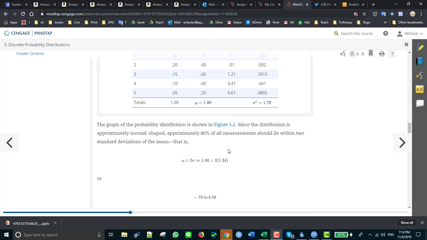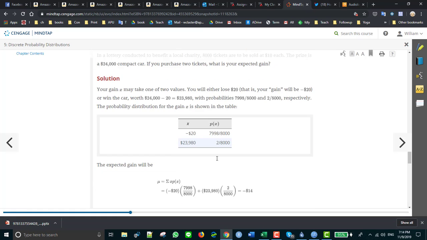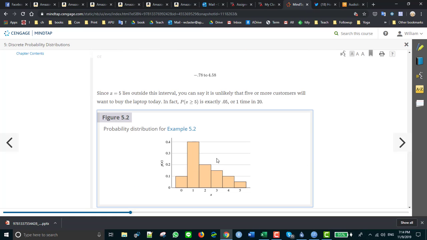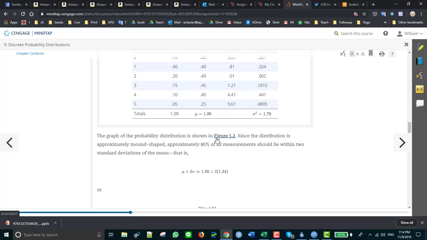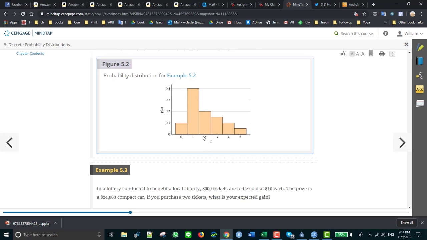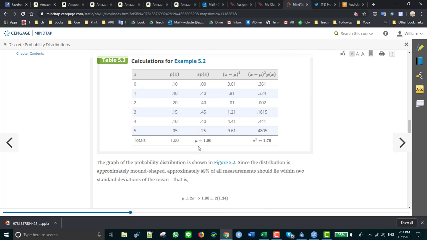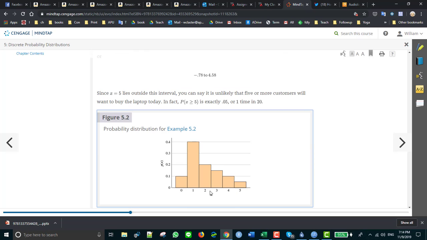Okay, so here, if we look at this graph, there's the graph. Now, what can we say about the meaning of sigma? We already said that the mean was 1.9, which is about here. So that's the meaning in terms of the picture about the mean, right? It's located here. But what does sigma mean? Remember, sigma is about 1.3, 1.34. So what does that mean here?